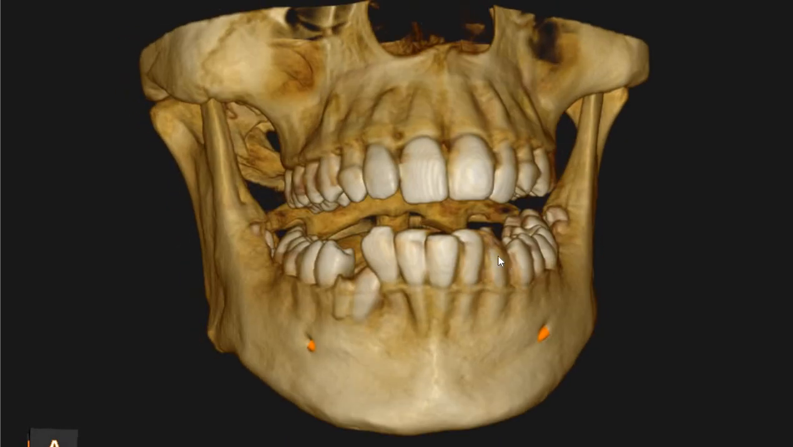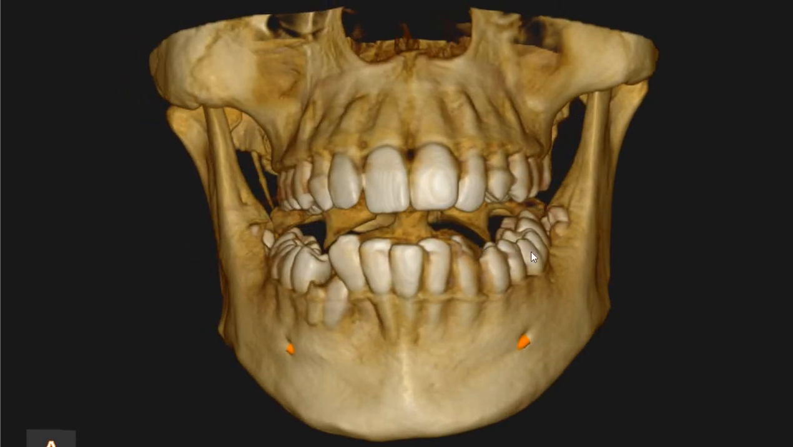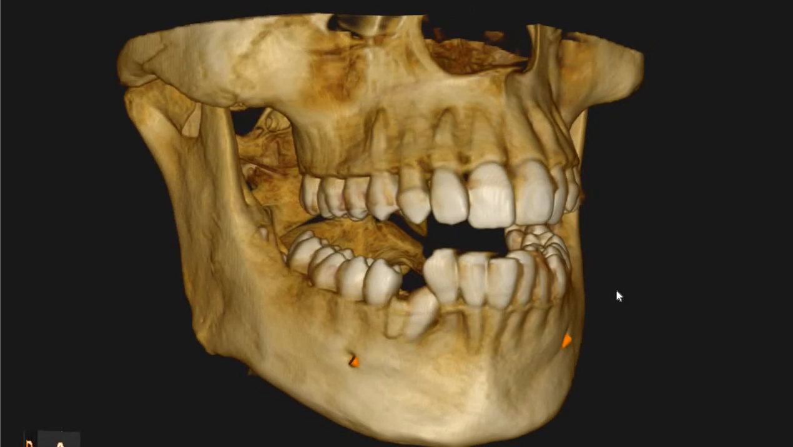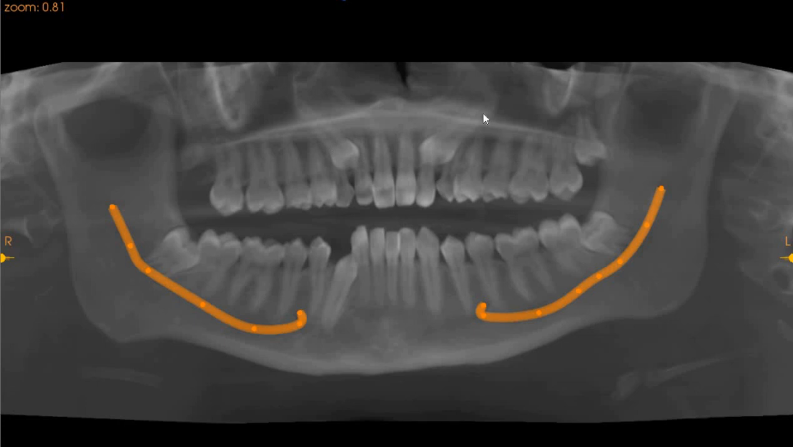Here is the CBCT of the patient that you had requested. The area of interest has not been highlighted, but we have impacted canines, which we will highlight. This is the panoramic view where we can see both the upper canines are impacted and both deciduous canines are still retained. The lower right canine is also impacted, whereas the lower left canine is erupted and is in the arch. All canines seem to have all their apices closed.